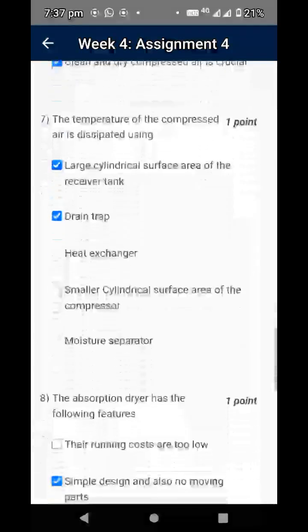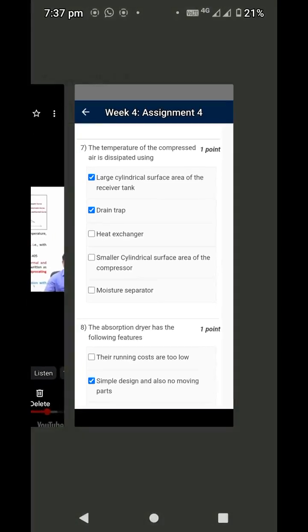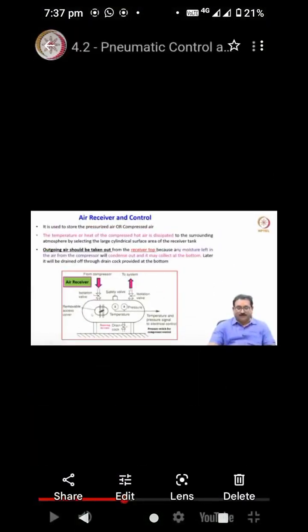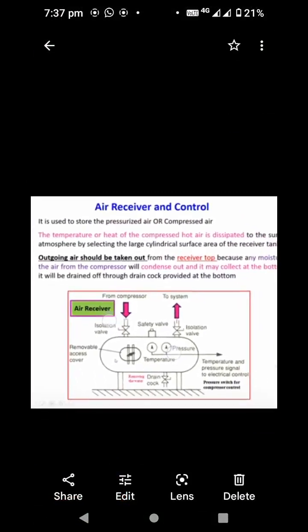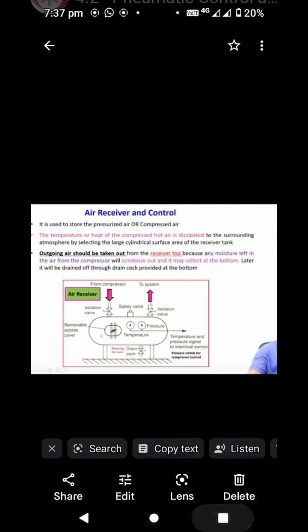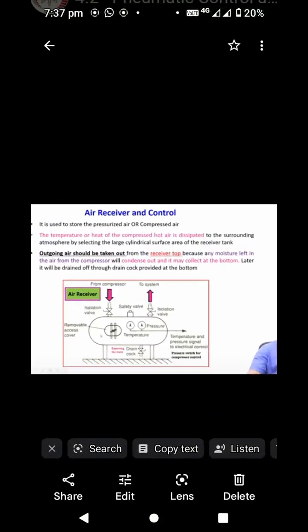Okay. Now check question number 7. The temperature of the compressed air is dissipated using... Now check the options. The heat of the compressed hot air is dissipated to the surrounding through the large cylindrical surface area of the receiver tank. So this first option is correct. A smaller cylindrical area is wrong. Heat exchanger is also wrong. Moisture separator is also wrong. And the drain trap, this option.